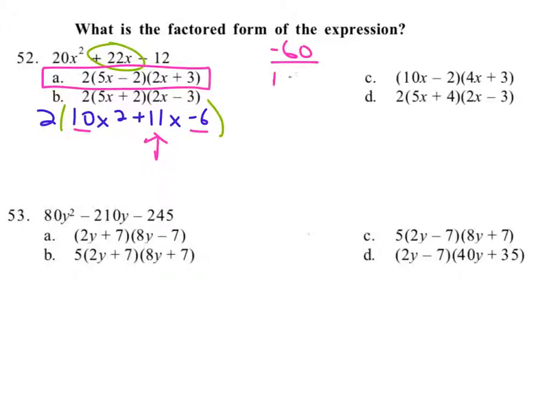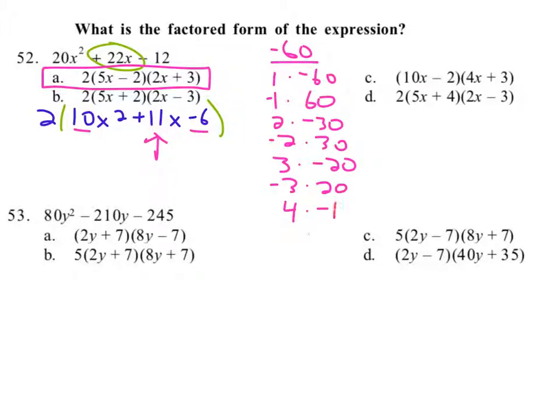And if we listed the factors out now, we could say 1 times negative 60, or negative 1 times positive 60, 2 times negative 30, or negative 2 times positive 30, 3 times negative 20, or negative 3 times positive 20, 4 times negative 15, or negative 4 times 15, and that's the one. If you notice, those two add together to be 11.